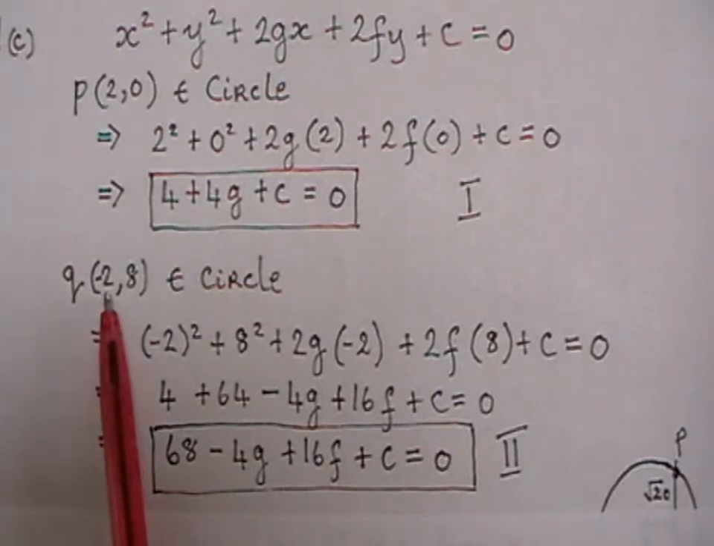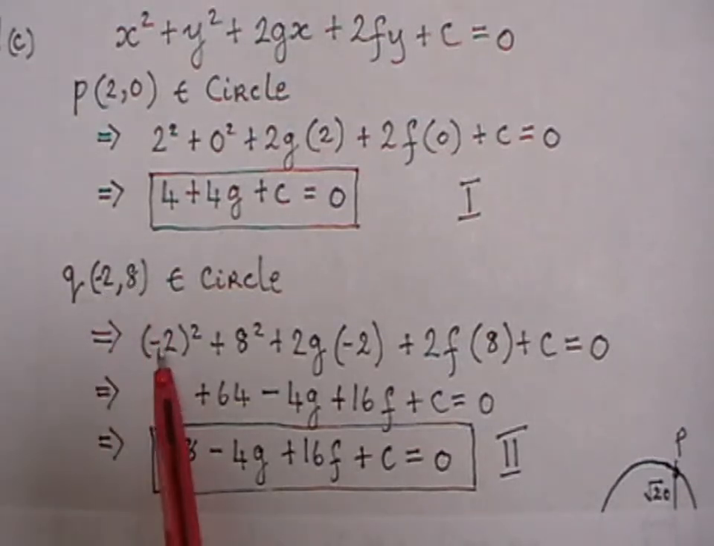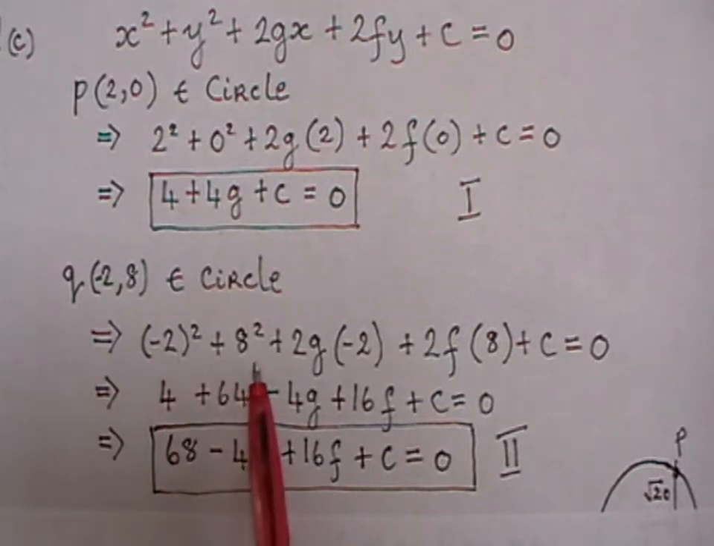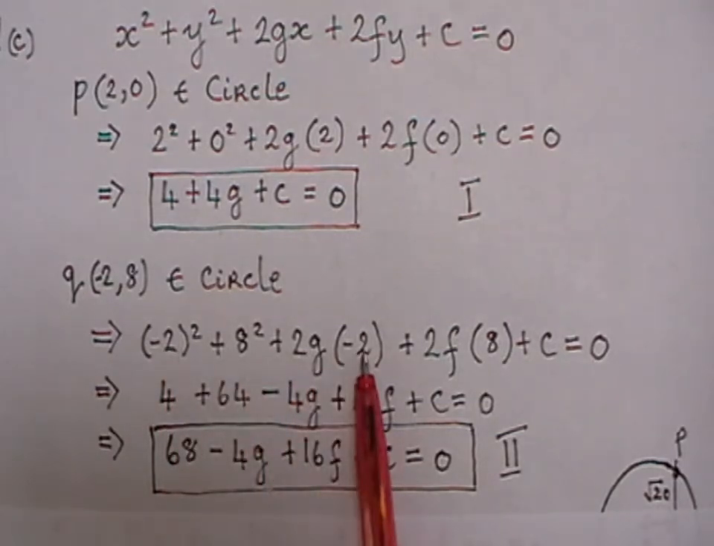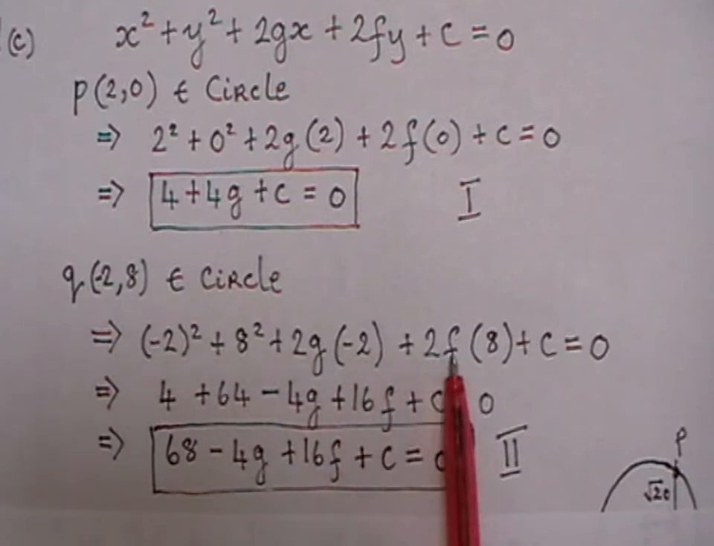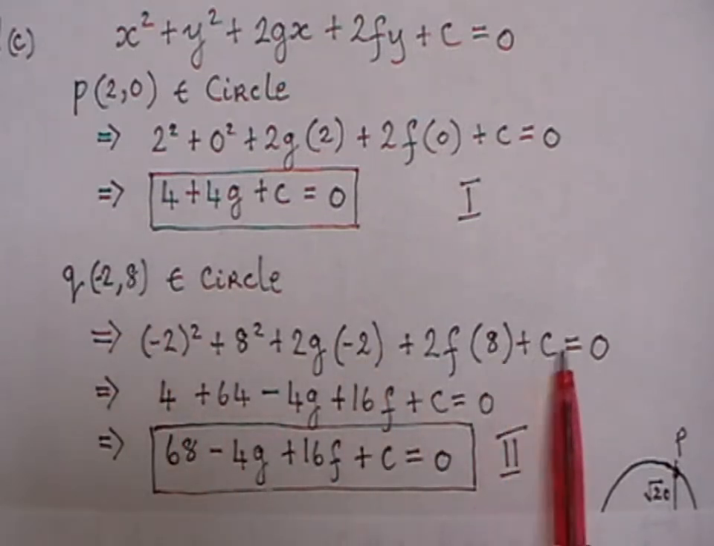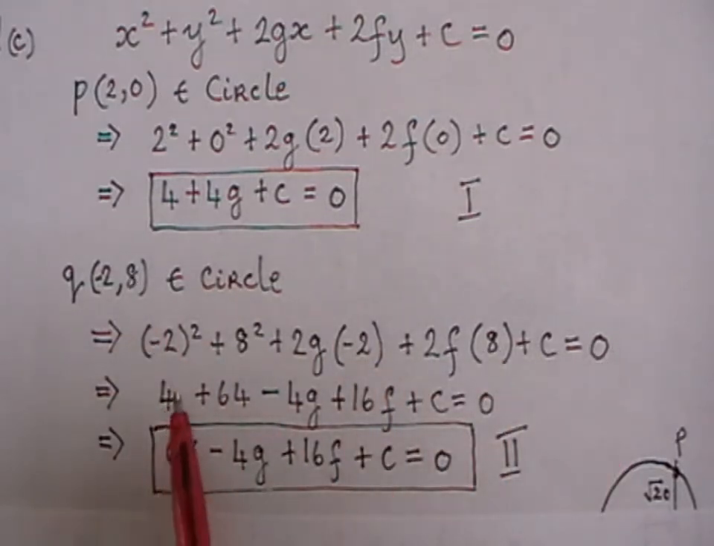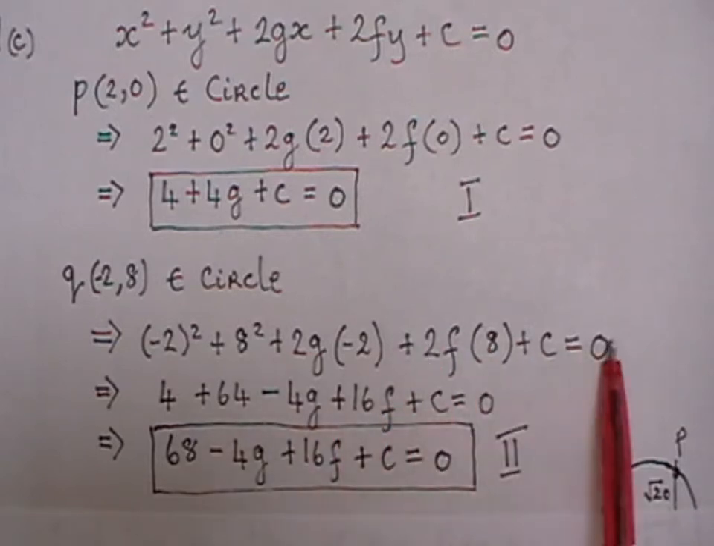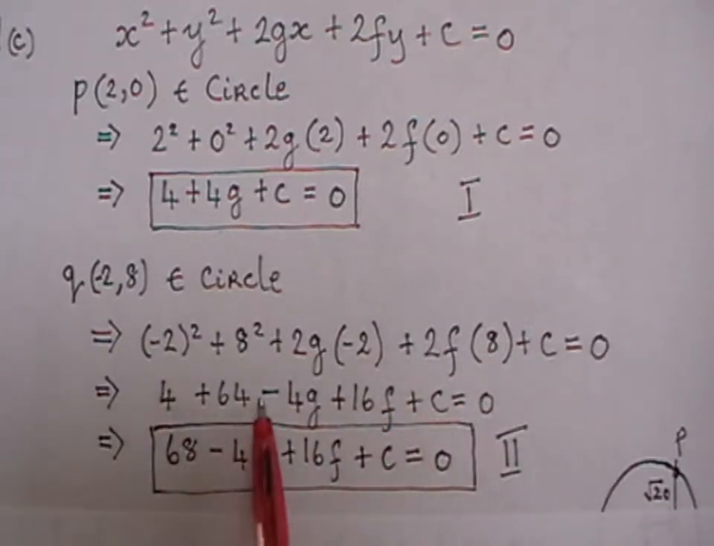Repeat for the point Q (-2, 8). We get (-2) squared plus 8 squared plus 2g times -2 plus 2f times 8 plus c equals 0. Simplify, that's -2 by -2 is plus 4, 64 minus 4g plus 16f plus c equals 0. Simplify again, we get 68 minus 4g plus 16f plus c equals 0, our second equation.